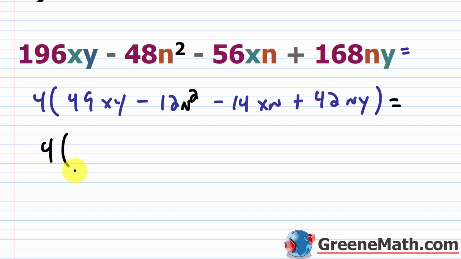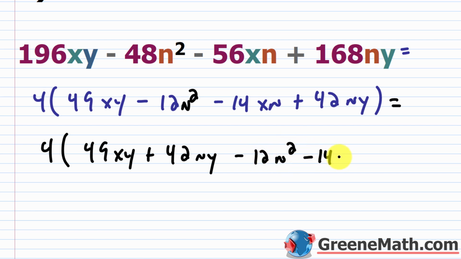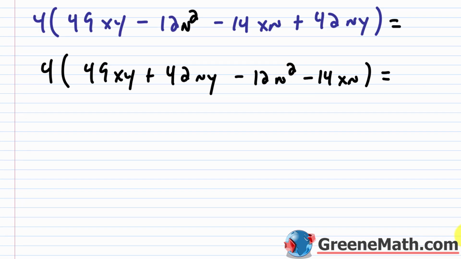So we have 4 times the quantity 49xy, and then plus 42ny, and then minus 12n squared minus 14xn. Let's scroll down a little bit and get some room going. So let's put our 4 here. From the first group, I can pull out 7y. I forgot my y, so 7y. Inside, you would have 49 divided by 7 is 7.